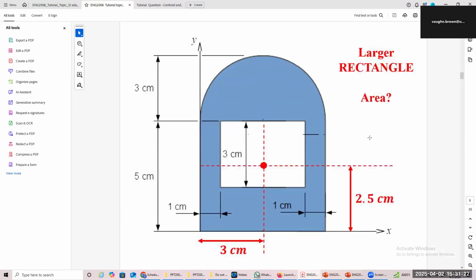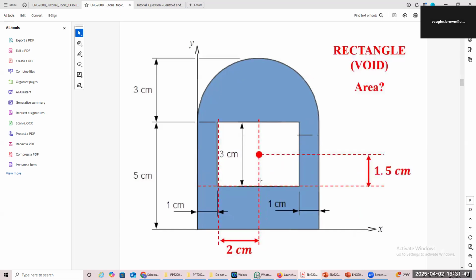Let's look at the other part now. So the large rectangle, it was what? It was 5 by 6. So your y bar is 2.5 because your height is 5. And for your x, the length is 6. Half of 6 gives you 3, right? So you see where your x and y lie for that.